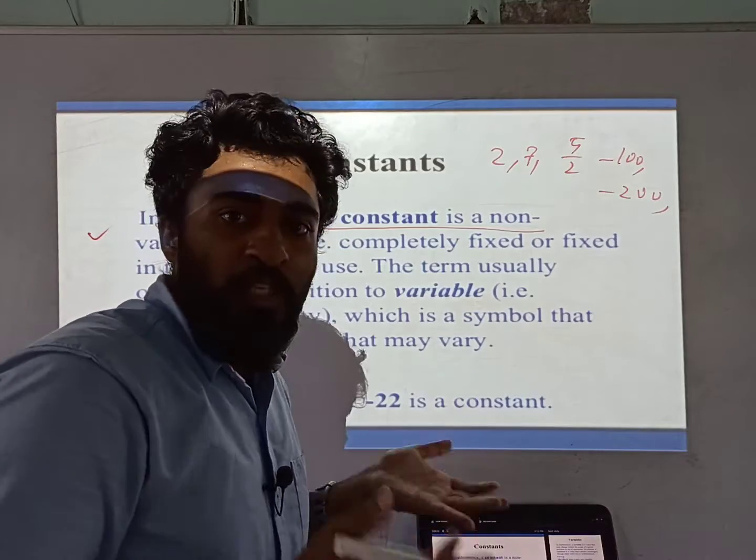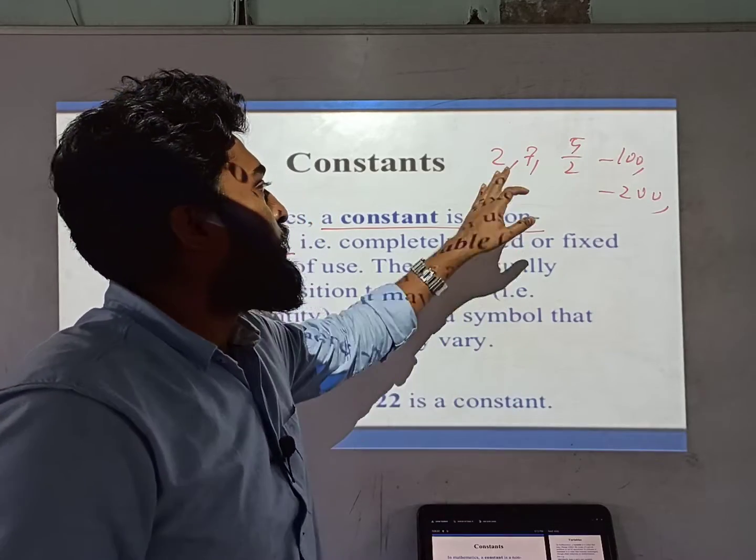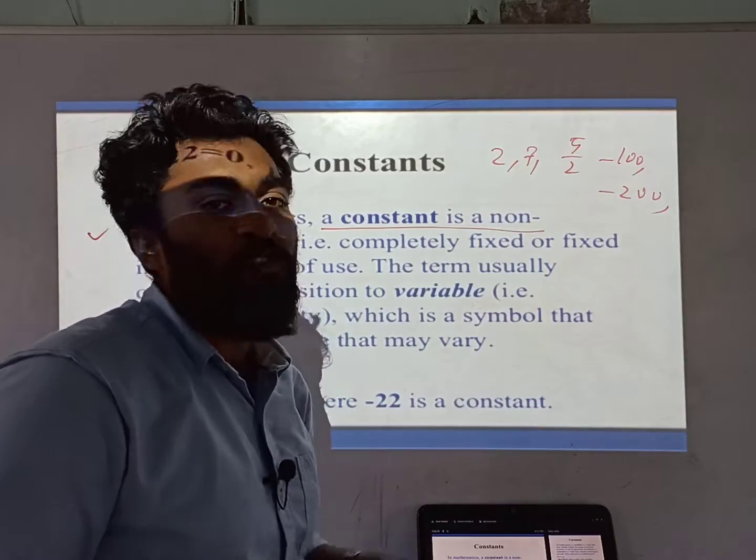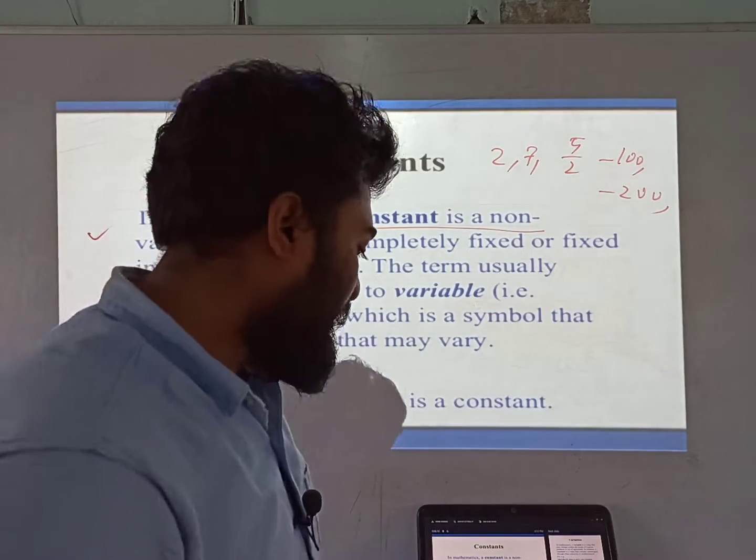Okay, constants remain constants: 5, 6, 7. Whatever you can change anything, but these values, these numbers will remain the same. That is why they are called constants.